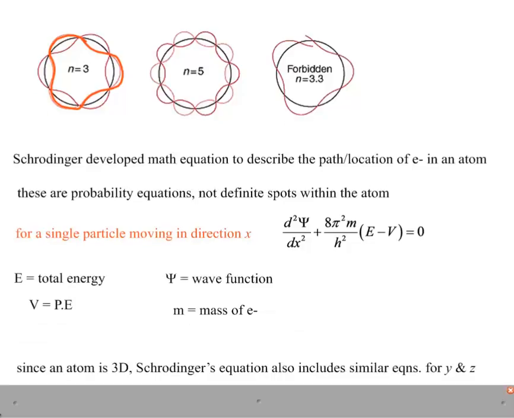Since the atom is three-dimensional, not just one-dimensional, Schrödinger's equation came up with similar equations, similar patterns for the y direction and for the z direction. So in order to describe in 3 dimensions the likely space to find an electron, you need to solve all 3 equations. Fortunately for us, we're not going to have to worry about that.